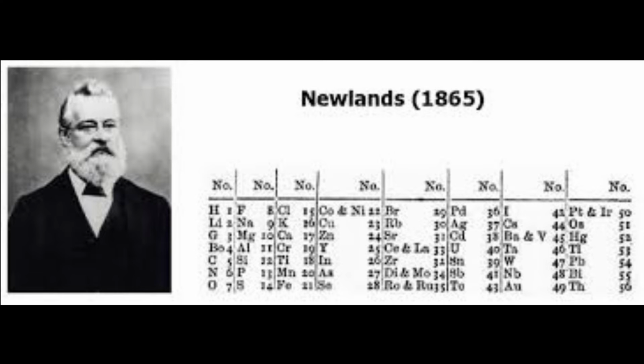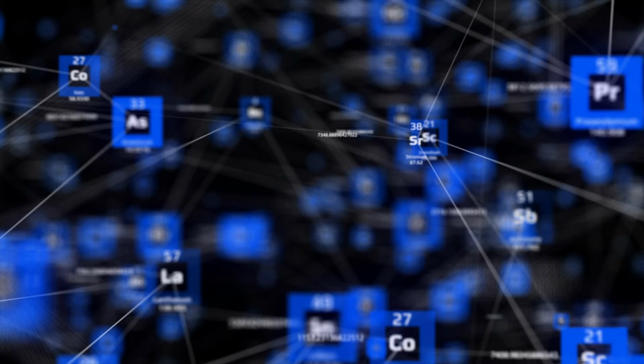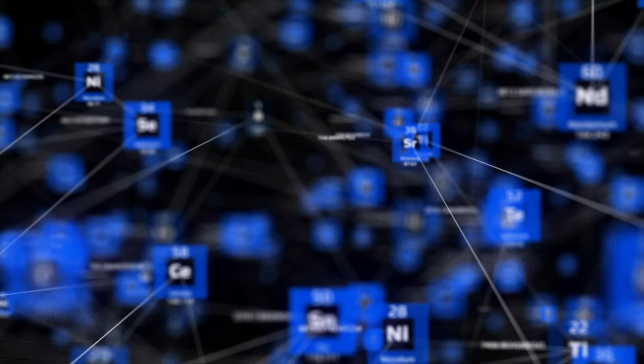Contributions to the classification of elements: John Newlands, from 1837 to 1898, contributed towards arranging the elements by increasing atomic mass. He noticed a repetitive property every eighth element, hence he created the law of octaves. Oct meaning eight. Next we have Lothar Meyer, who lived from 1830 to 1895.